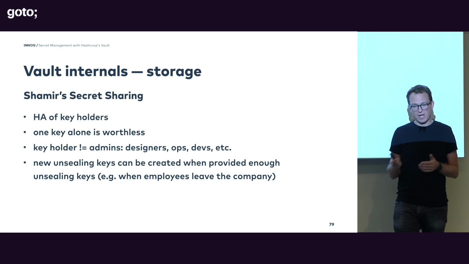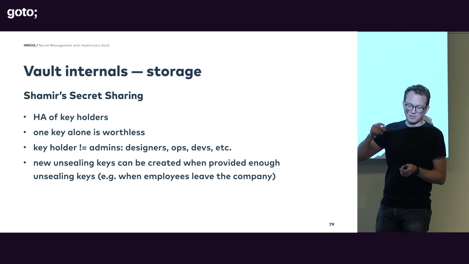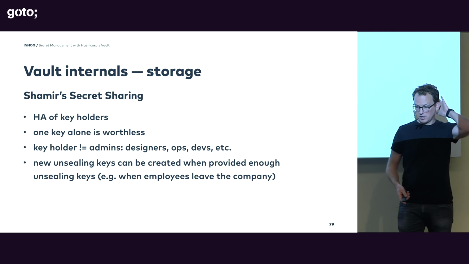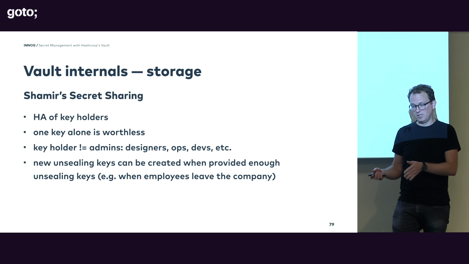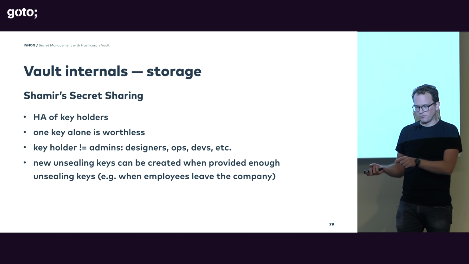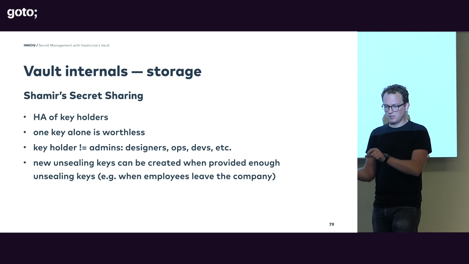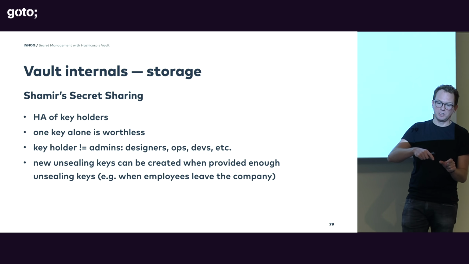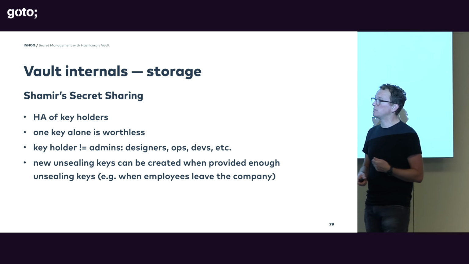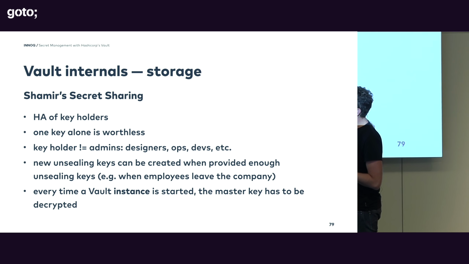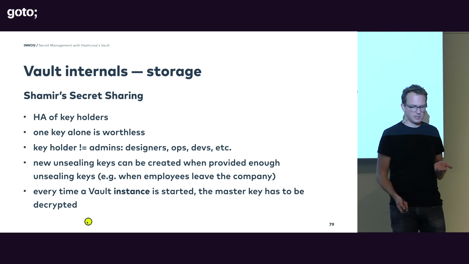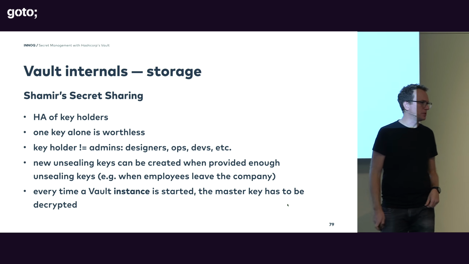If somebody who has one of those unsealing keys, they are called unsealing keys, leaves the company, you can create new keys. Like if you have 5 keys in Vault and somebody leaves the company, you need 3 keys in order to create 5 new keys that you can redistribute, and the old keys are all invalid after that. And I already said that, every time a Vault instance is started, the master key has to be decrypted.